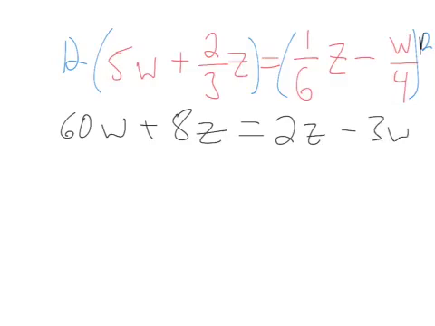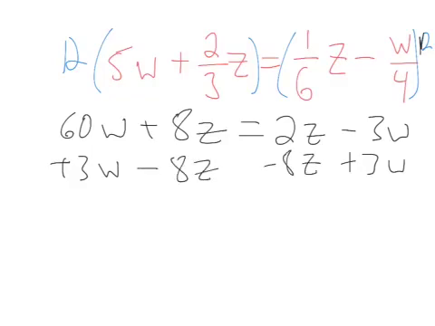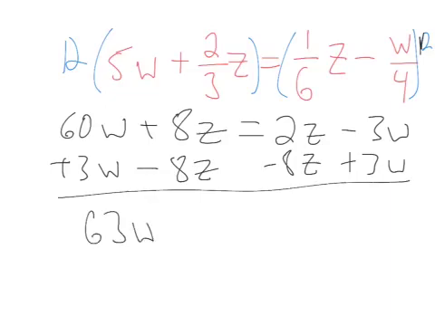So now I don't have any more fractions. I can just start dealing with the w's and the z's. So I'm going to add 3w to both sides, move the w's to the right. Doesn't really matter in this case. And I'm also going to subtract the 8z from both sides. And that's going to leave me 63w. There's no more z's on the left. Negative 6z on the right, and there's no more w's on the right.